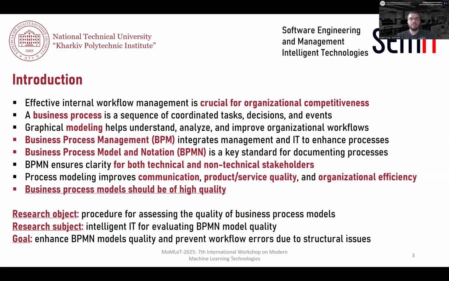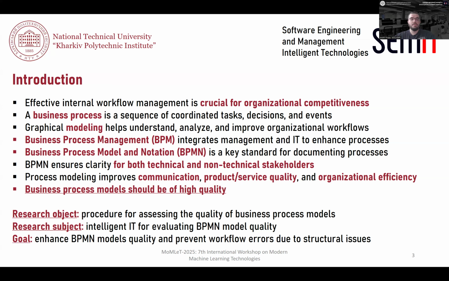It's well known that effective internal workflow management is extremely vital for organizational competitiveness. A business process is a sequence of coordinated activities, events, and decision-making points. Graphical modeling helps to understand, analyze, and improve organizational workflows. This is the key tool of business process management or BPM methodology, which integrates management and information technology to enhance workflows.